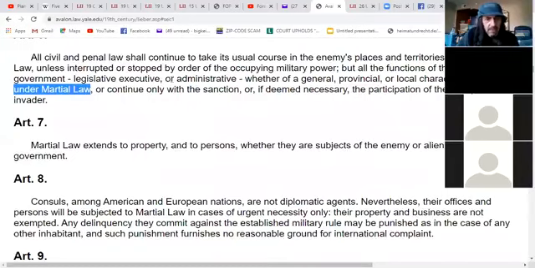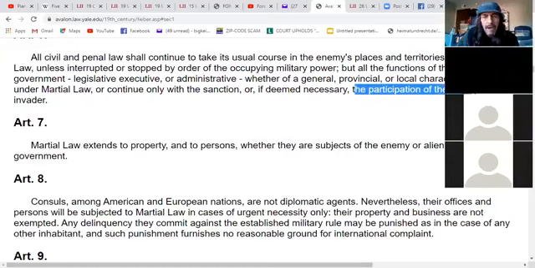Legislative, executive, or administrative, whether of general, provincial, or local character, cease under martial law, or continue only with this sanction, or, if deemed necessary, the participation of the occupier or invader. This still speaks nothing of the inhabitant dwelling on his own or abiding in his own abode. That sounds like then they decided the people are the enemy. Correct. We are the occupier or invader.